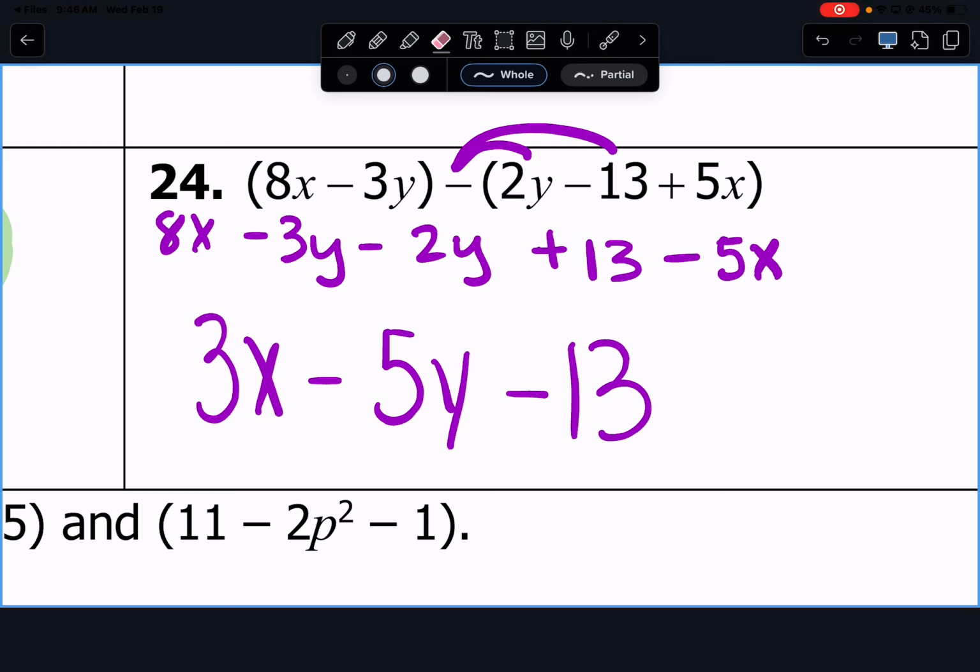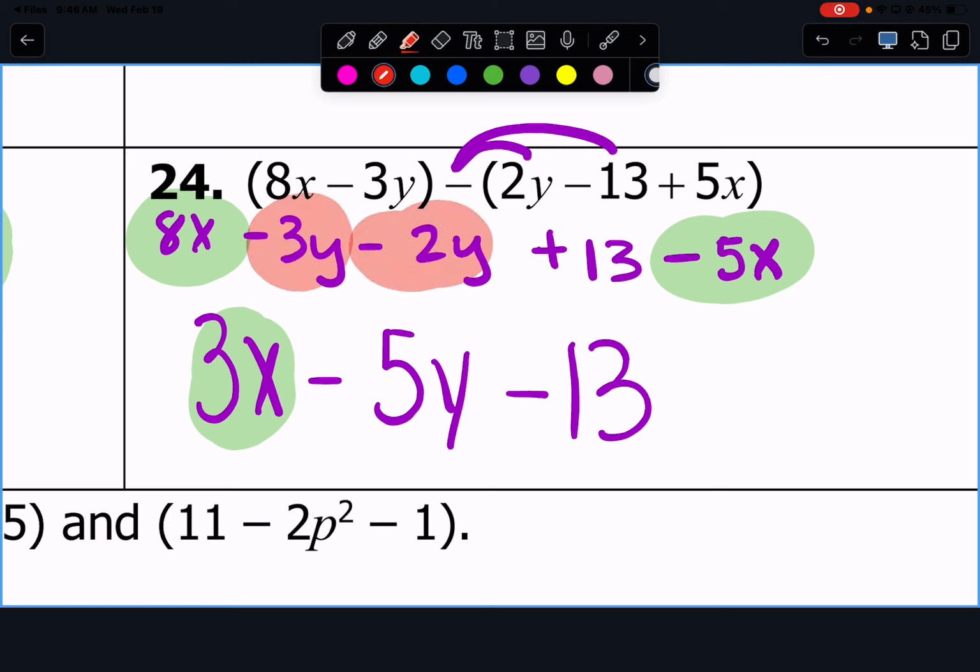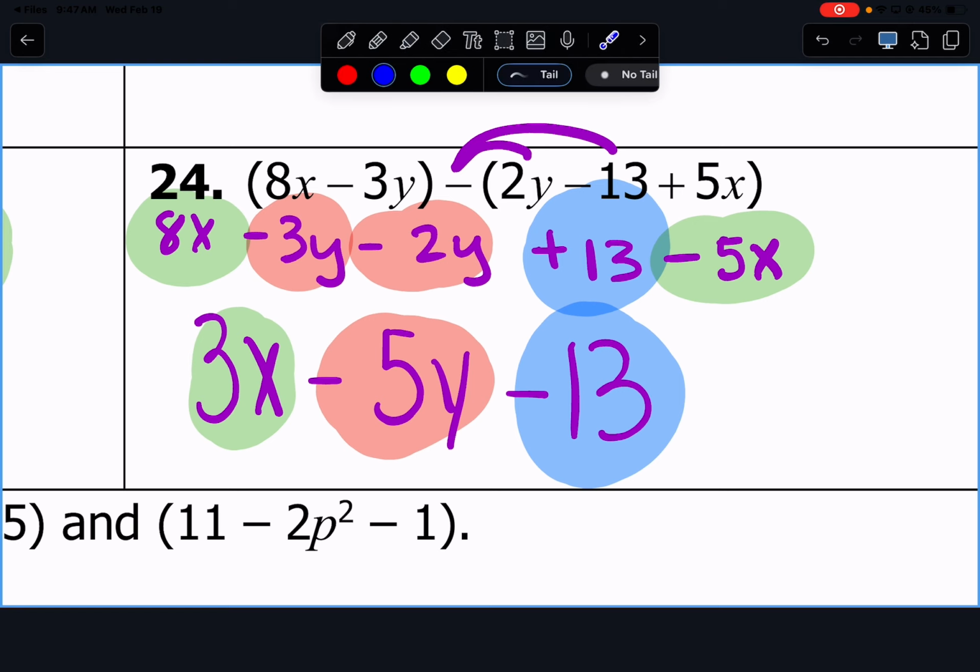Let's check my work. So we did our like terms. We would have 8x minus 5x to get 3x. Then we would do negative 3y minus 2y. So it's already negative 3 and it's got to back up 2 more. So it'd be negative 3, negative 4, negative 5. Wait, so it's not negative 3y minus negative 2y? No, because over here, do you see how that 2y is positive to start with? Yeah. So when it becomes negative, we just say negative 3y minus 2y.